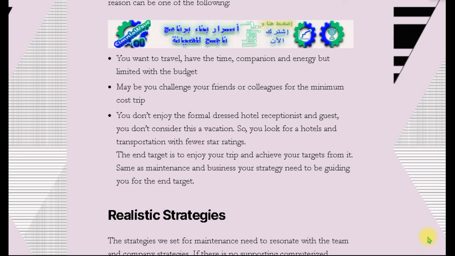So you can see that only traveling with minimum cost can have 3 or 4 reasons why you are doing this. But you need to understand your North Pole or your North Star, then you follow your North Star, and then you put the tactics for how you will achieve this North Star of a vacation with the minimum cost.